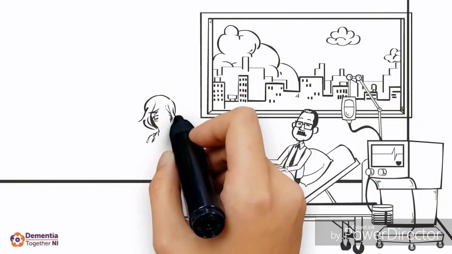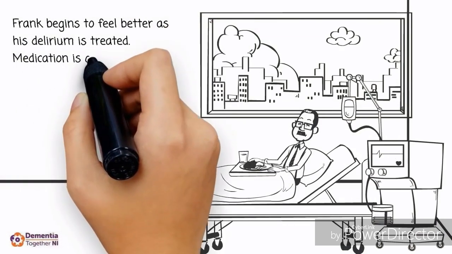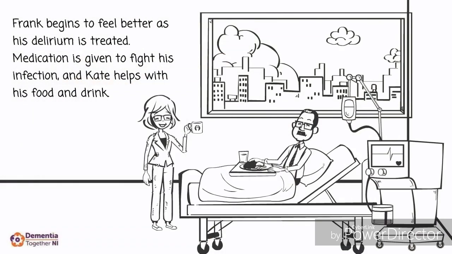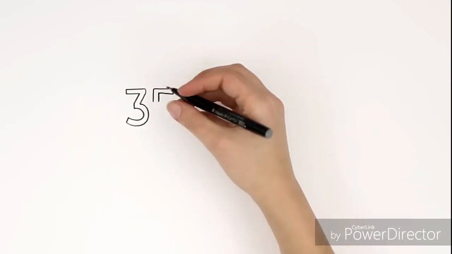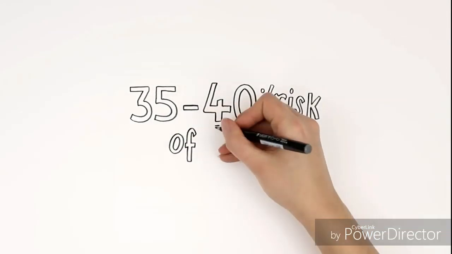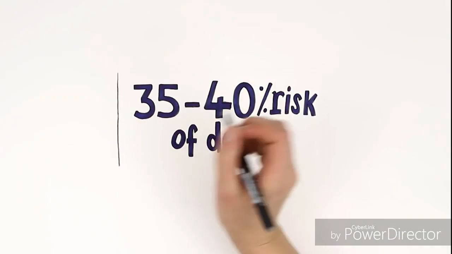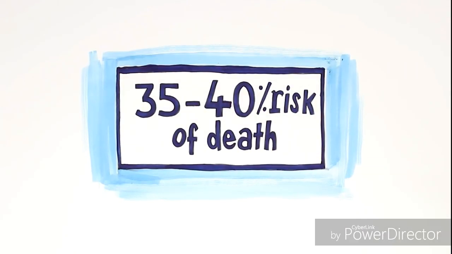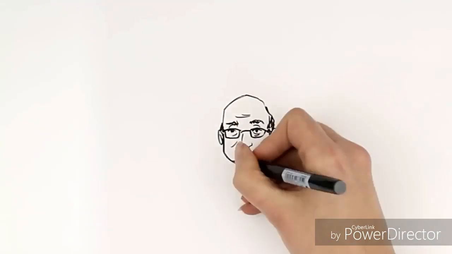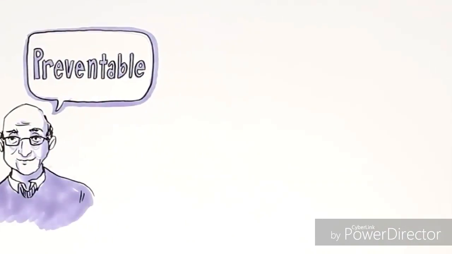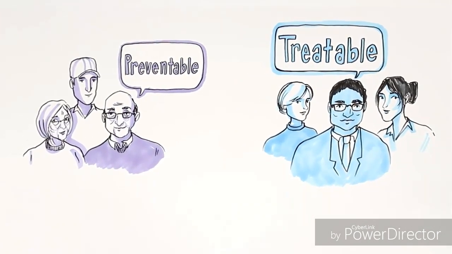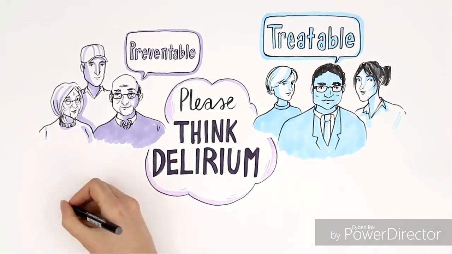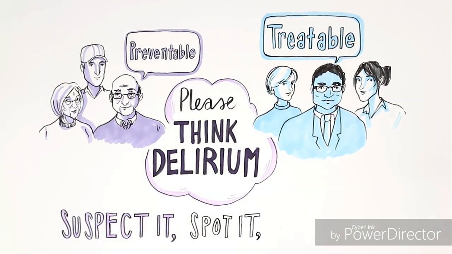Frank begins to feel better as his delirium is treated. Medication is given to fight his infection, and Kate helps with his food and drink. Right now, delirium is associated with a 35 to 40% risk of death in the year after it first presents, but it doesn't have to be this high. With early detection, delirium is preventable and treatable. The important thing is if there is any sudden onset of confusion, please think delirium. We must suspect it, spot it, and stop it.